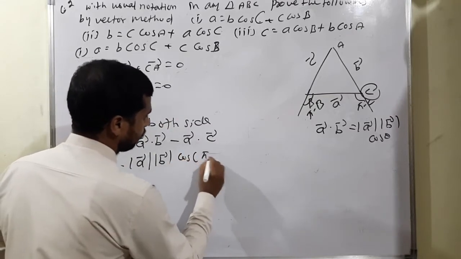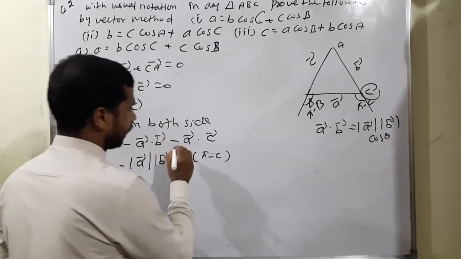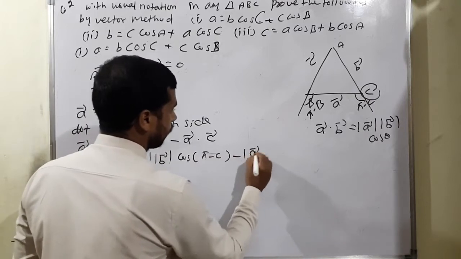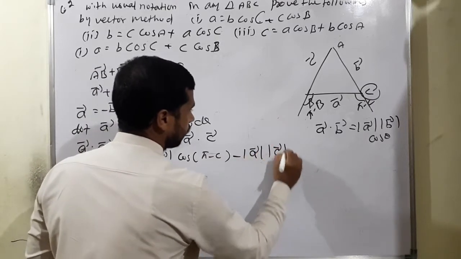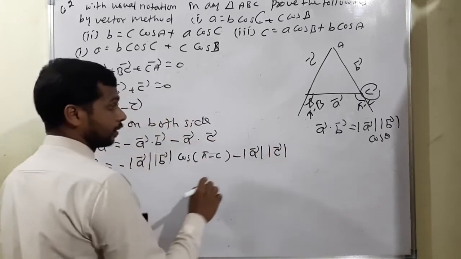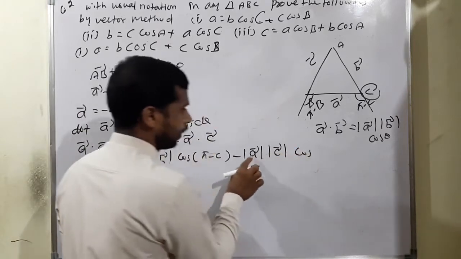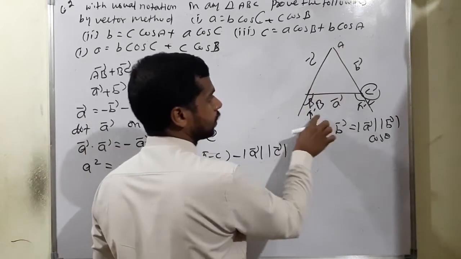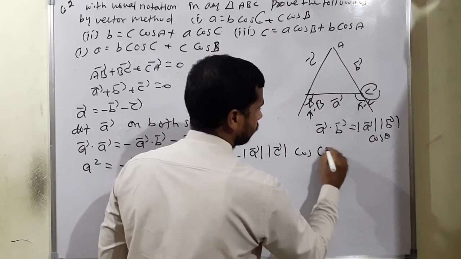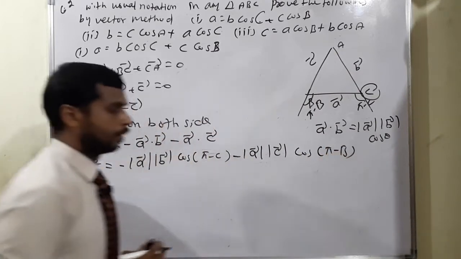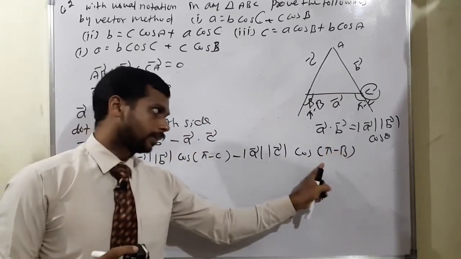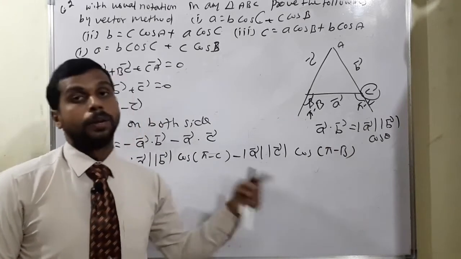Cos of pi minus C. Next condition, also minus sign as it is, so modulus of A vector into modulus of C vector, then cos of A vector dot C vector means opposite side, pi minus B, cos of pi minus B. Already I have given a clear explanation in example 6.1, previous video.